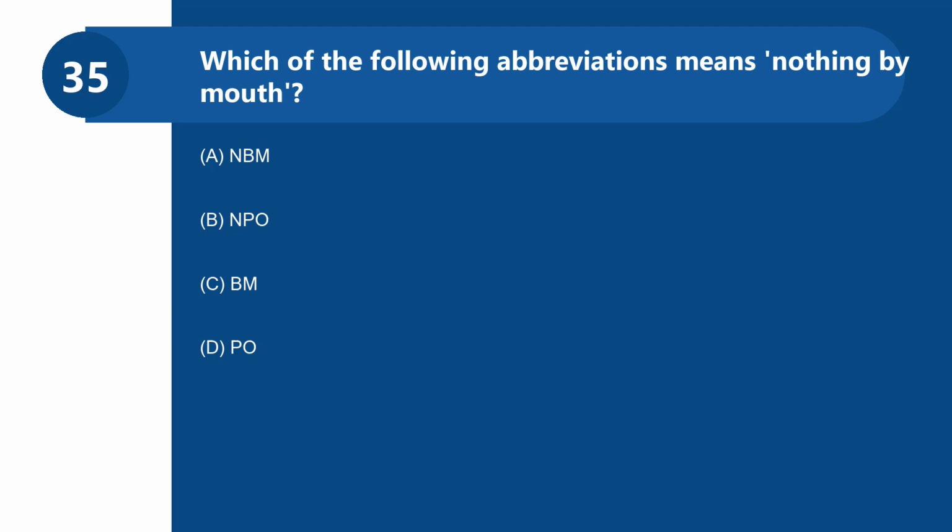Question 35. Which of the following abbreviations means nothing by mouth? Option A, NAM. Option B, NPO. Option C, PM. Option D, NPM. The correct answer is option B, NPO.